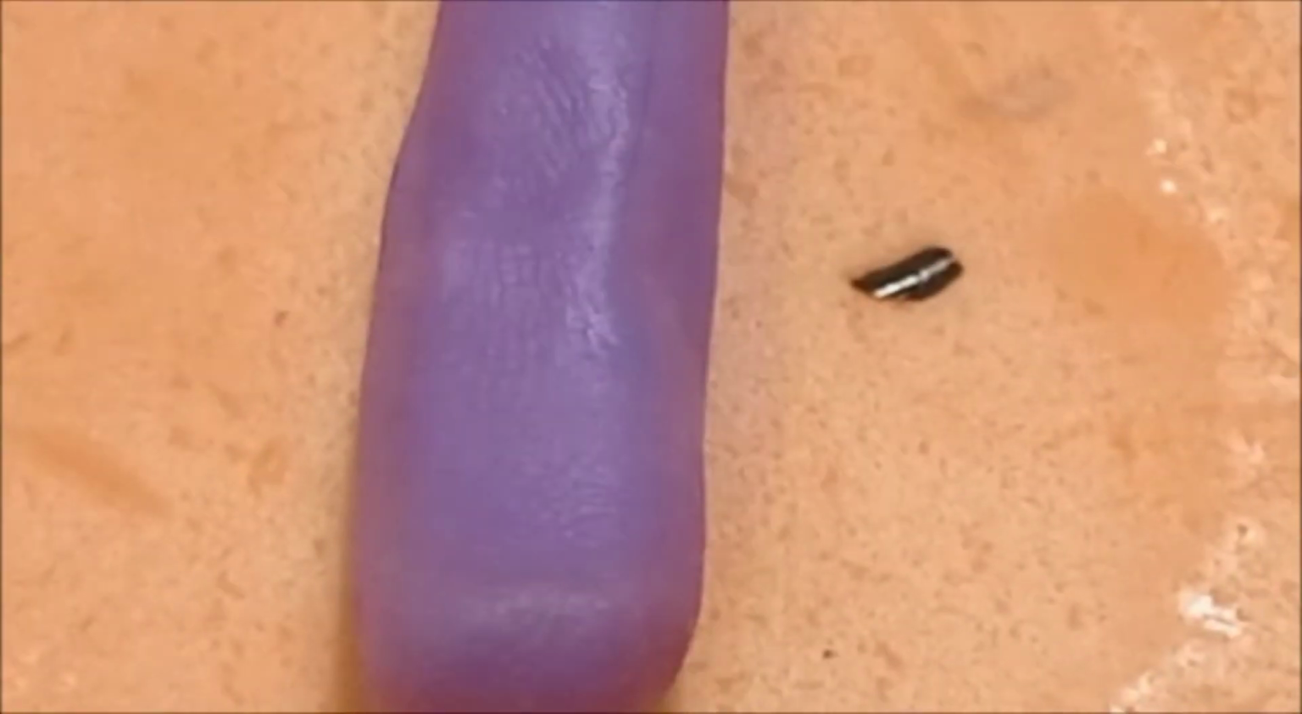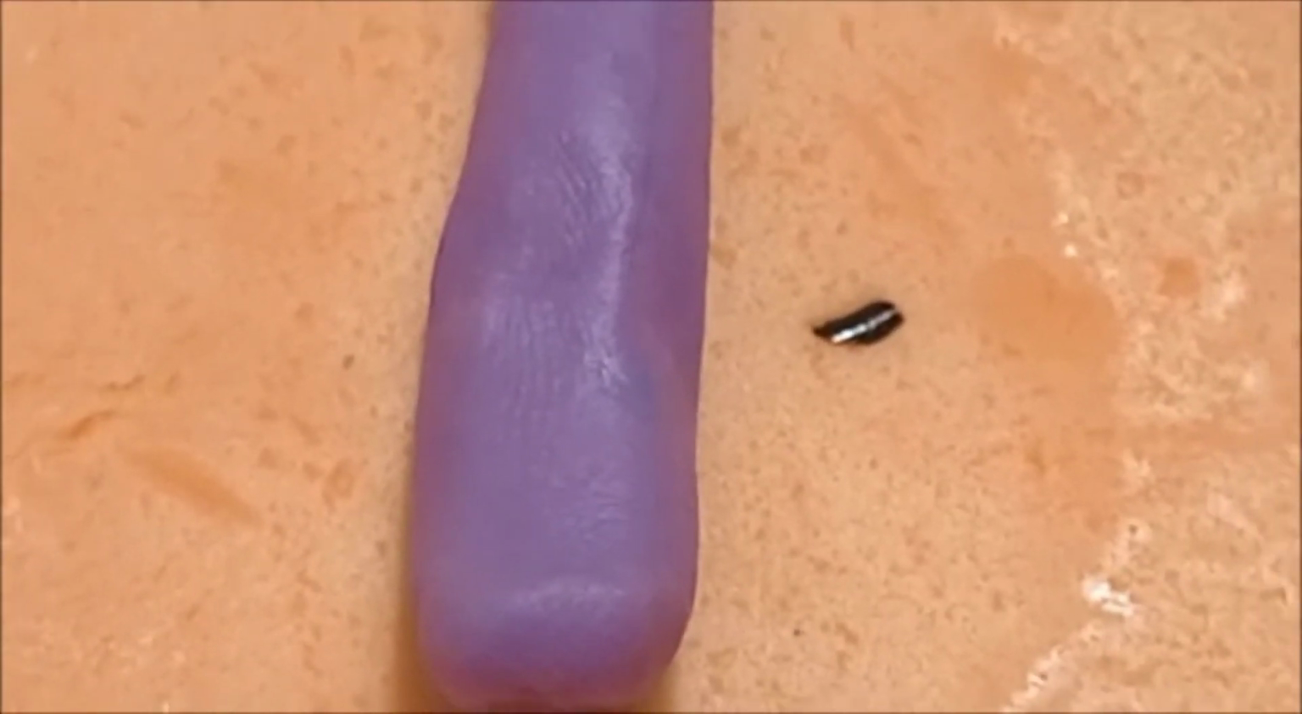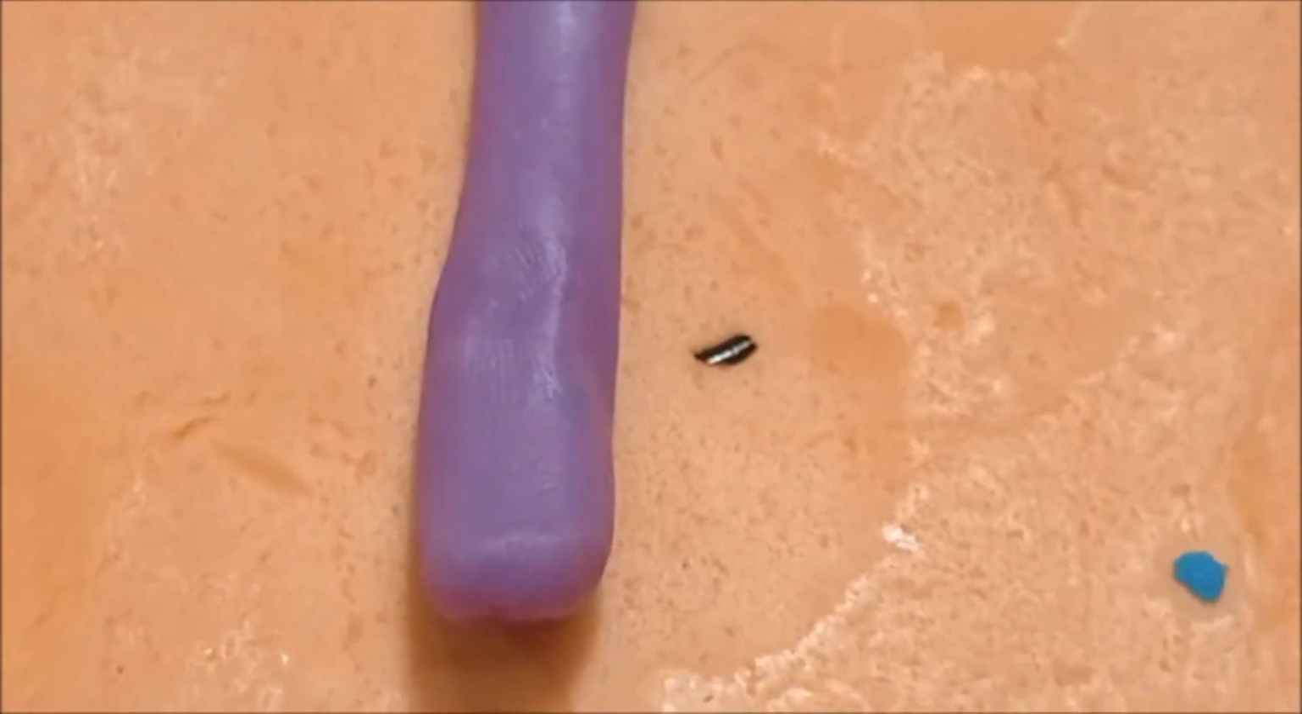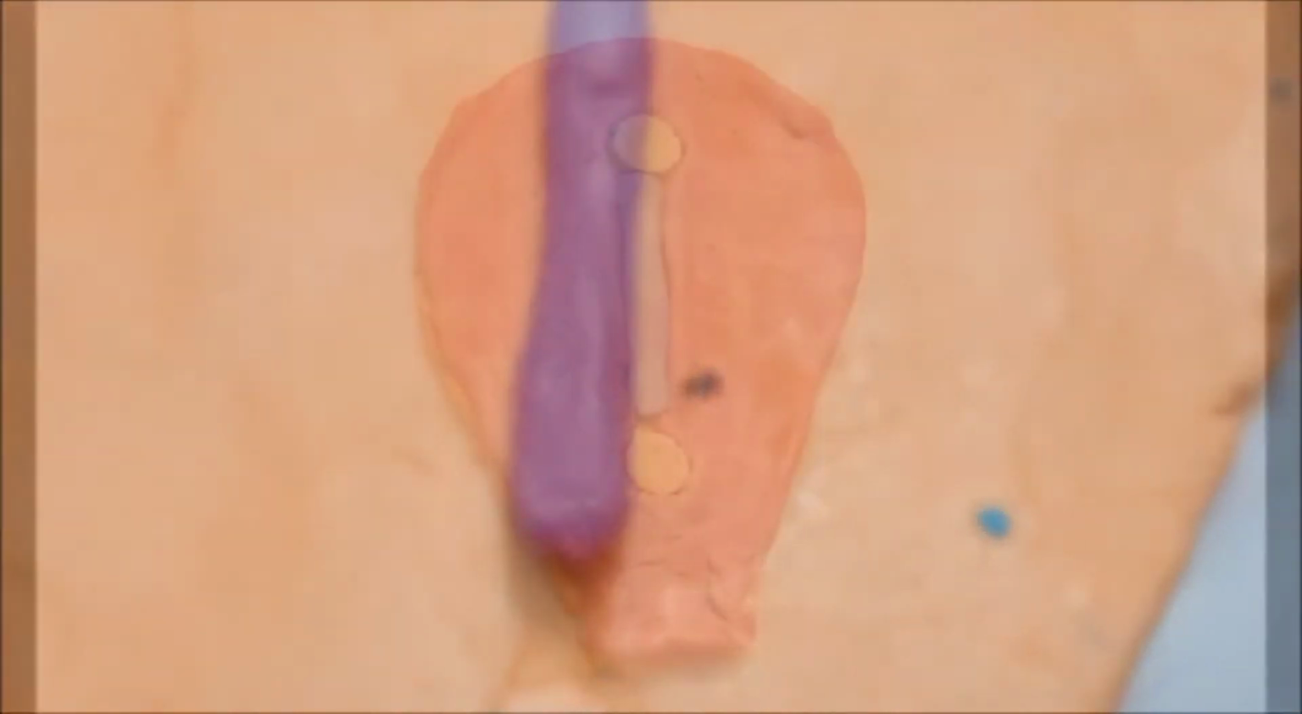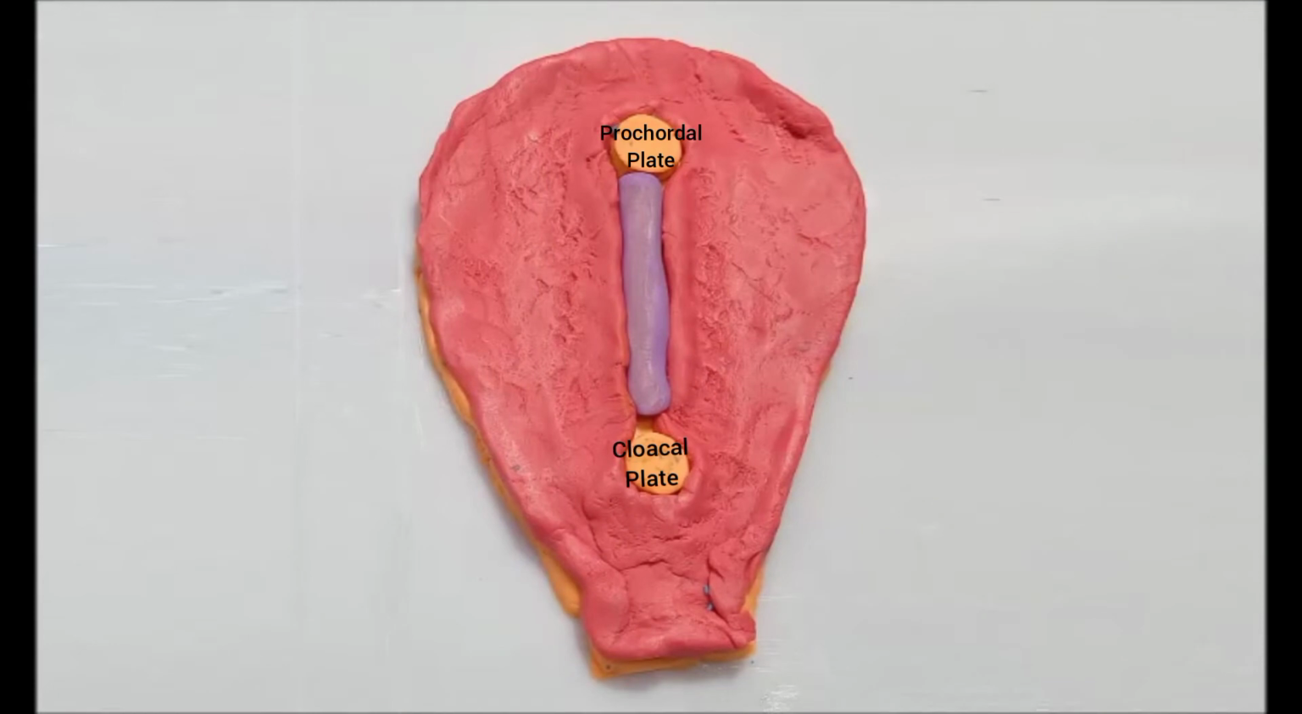Now let us remove the upper ectodermal layer of the embryonic disc to see how the notochord looks and where it occupies a space. This notochord occupies exactly the center space, that is the axial space, and therefore it is also called the axial mesoderm. Now watch carefully the region of the prochordal plate and the cloacal plate.